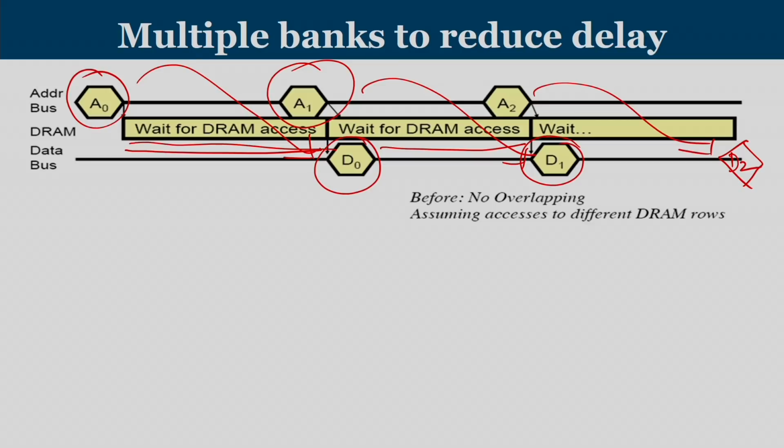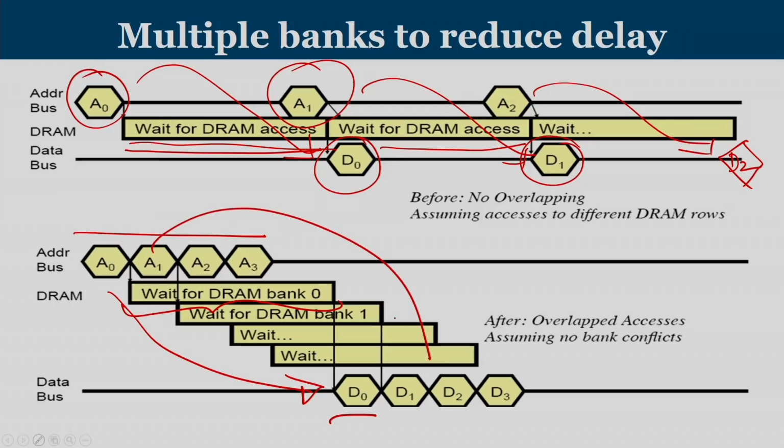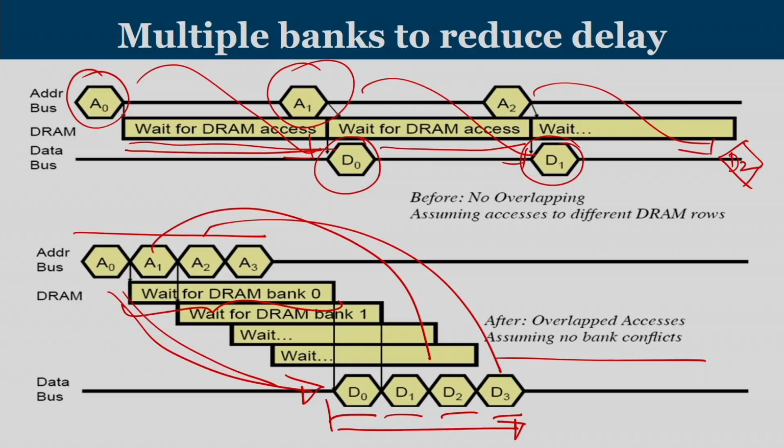Let us assume that the addresses A0, A1, A2 in this case are all mapped to different banks. So we give the addresses one after another, and each address will have its own time delay, so it will take some time before you get D0. But since they all belong to different banks, by the time D0 is getting transferred, the next bank can be ready with the corresponding data. So you get an overlapped access, that is, the delays of each of these are overlapped. If there is no bank conflict, meaning all these are mapped to different banks, then once you start the data transfer, all other data transfers happen without any delay.